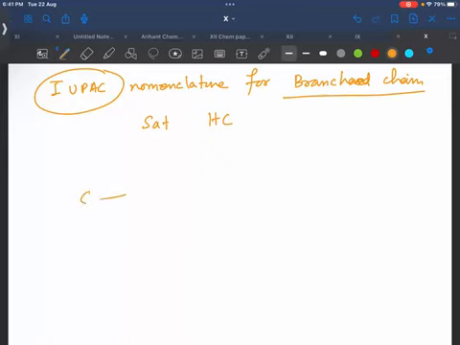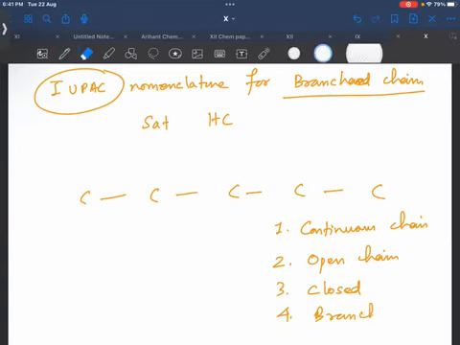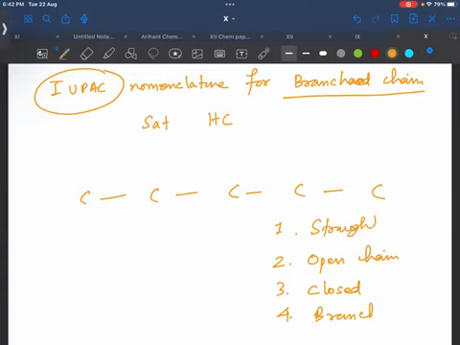For example, this is a straight chain. Look, there are several terms, and I want you to be clear about them. First is straight chain, second is open chain, third is closed chain, and fourth is branch chain. Sorry, not continuous, leave continuous. These four are the things related to chains.